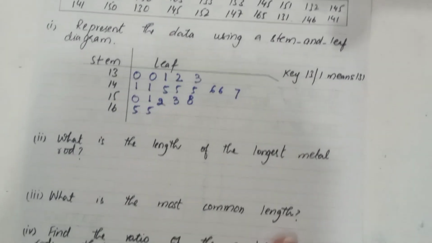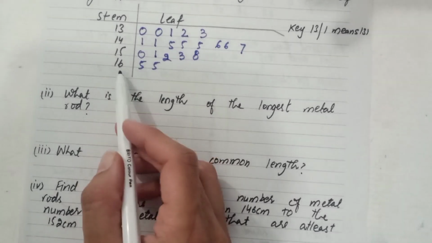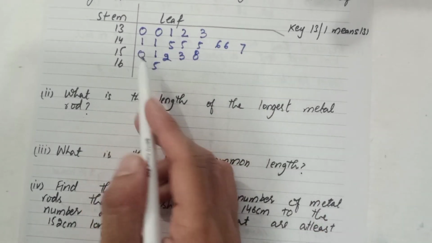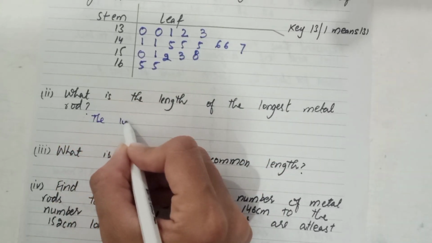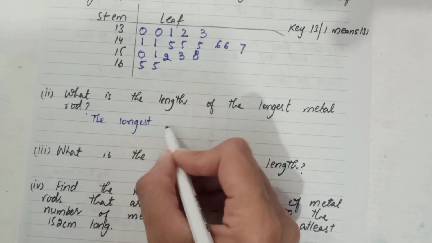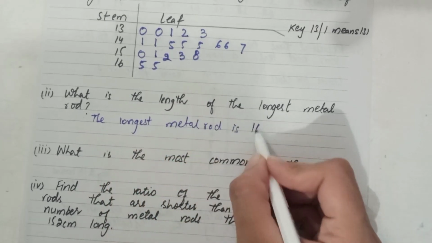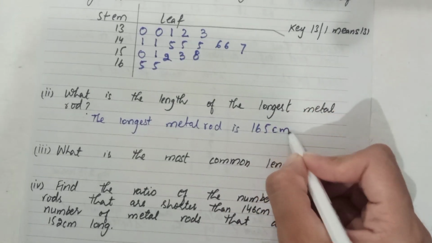Now part number 2: what is the length of the longest metal rod? Yes, the longest metal rod is 165. It is clear from this stem and leaf diagram. The longest metal rod is 165 centimeters.